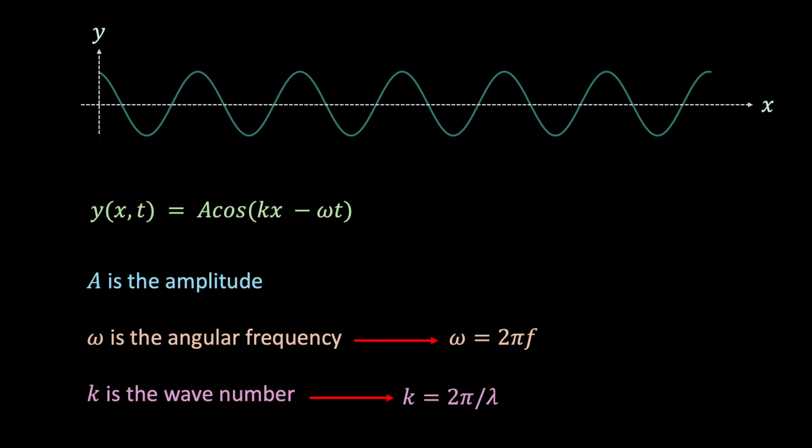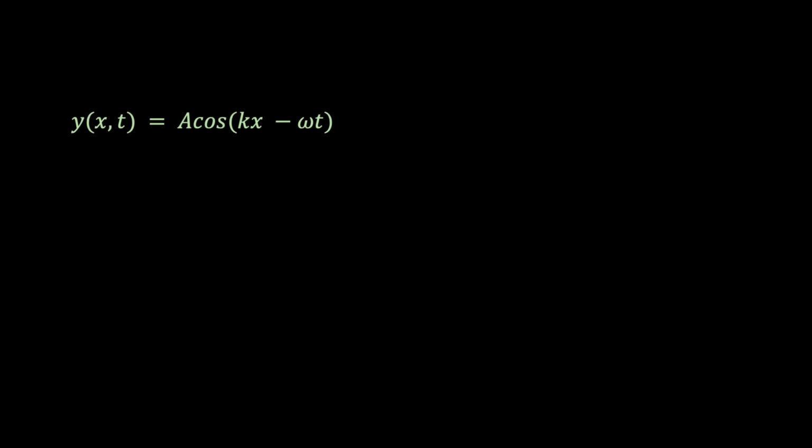We see from the displacement equation that for a given value of x, say for example x equals 0, the function reduces to the displacement function of a simple harmonic oscillator. And it's in this sense that we can think of a wave as a series of coupled harmonic oscillators.